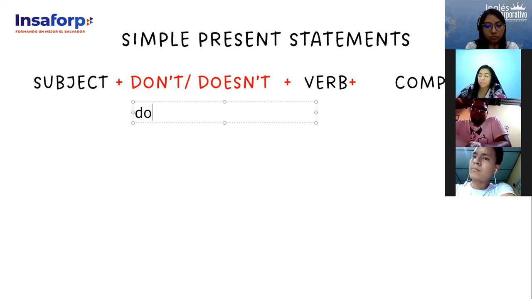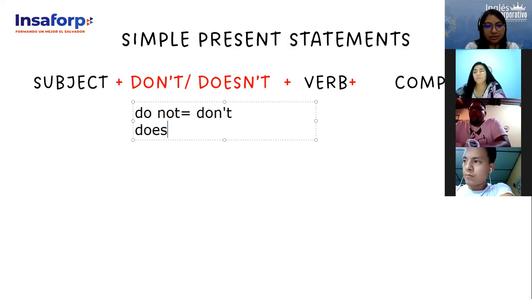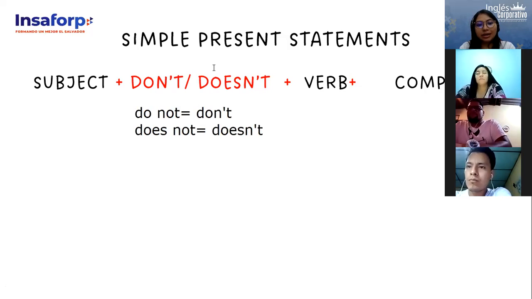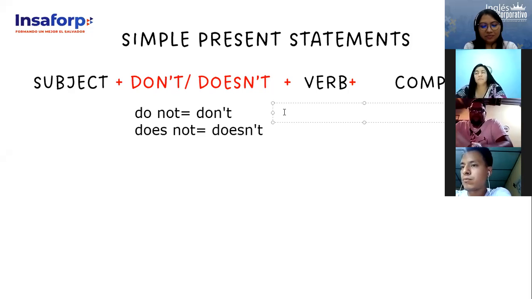Do not equals to don't. Okay. Does not equals to doesn't. So when are we going to use don't and when are we going to use doesn't? Yes, you use don't when talking about the subject I, you, and... I, you, what else?